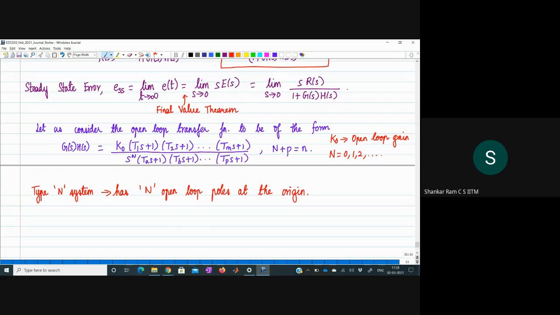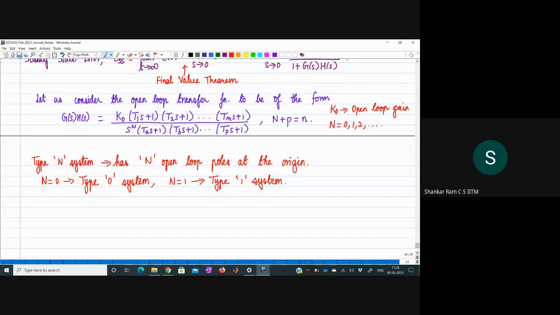Okay, so just as an example, if we have N to be 0, we call this a type 0 system. If we have N to be 1, we call this a type 1 system, and so on. So these are the various types of system.